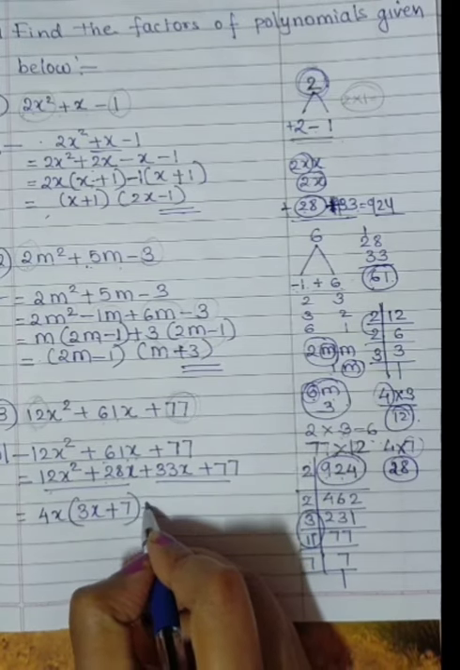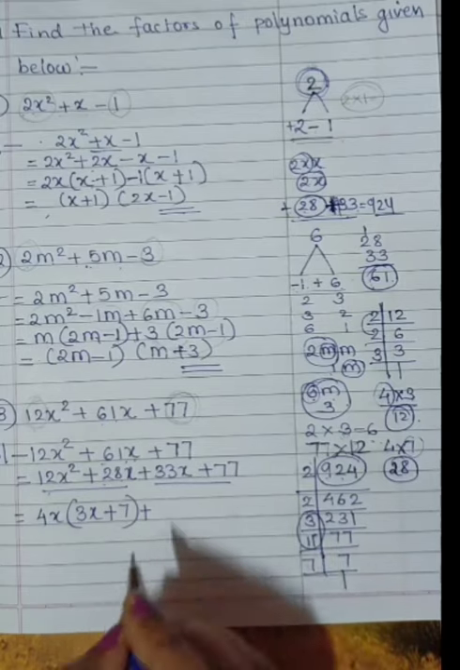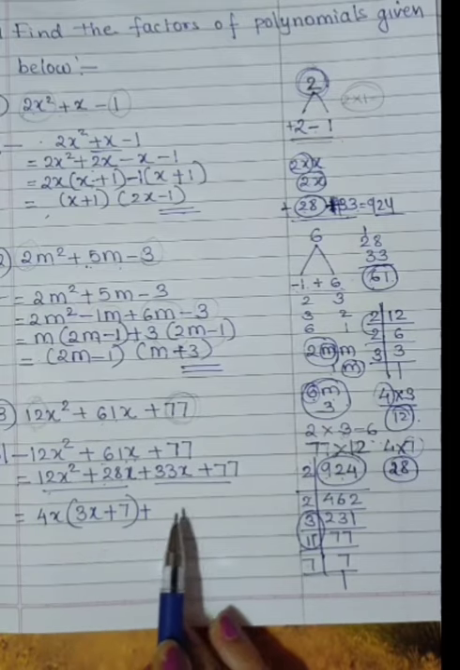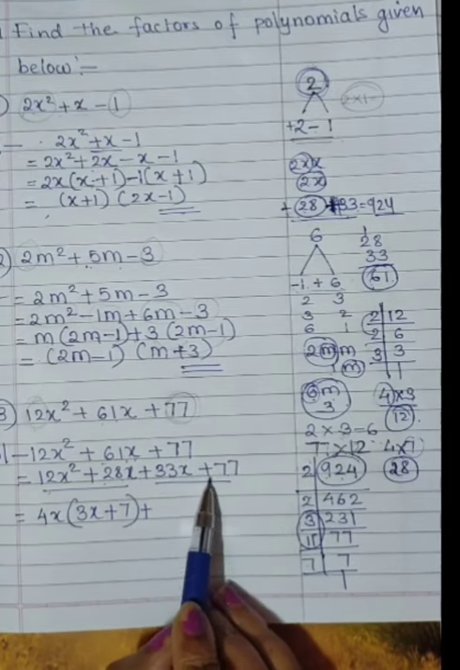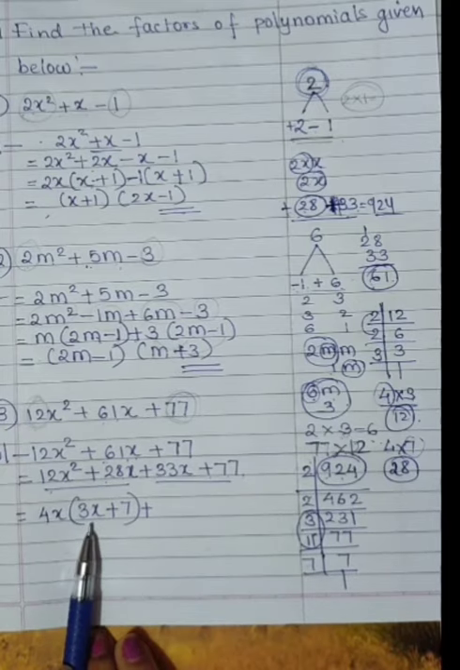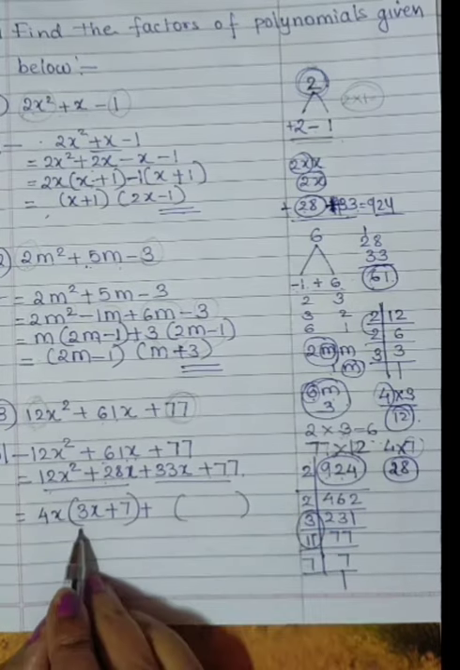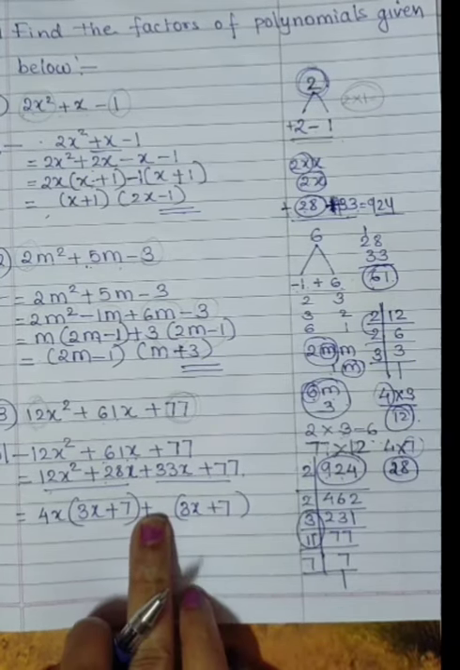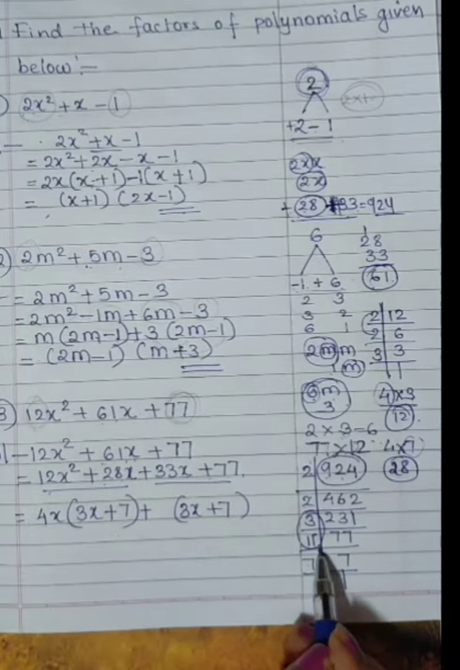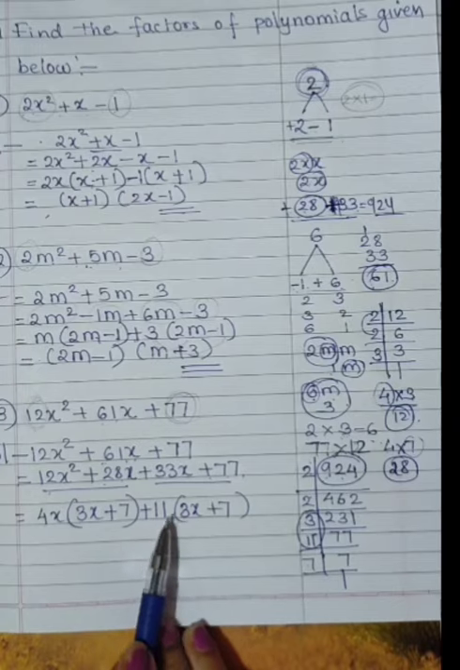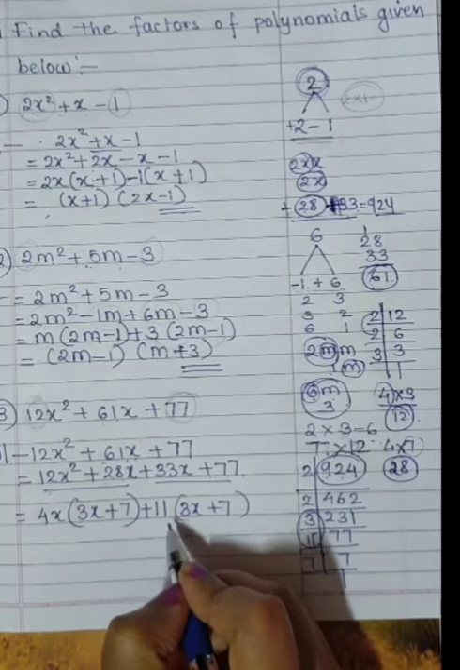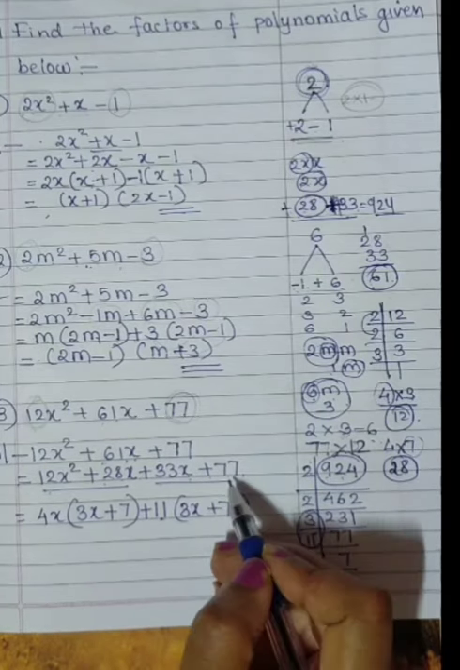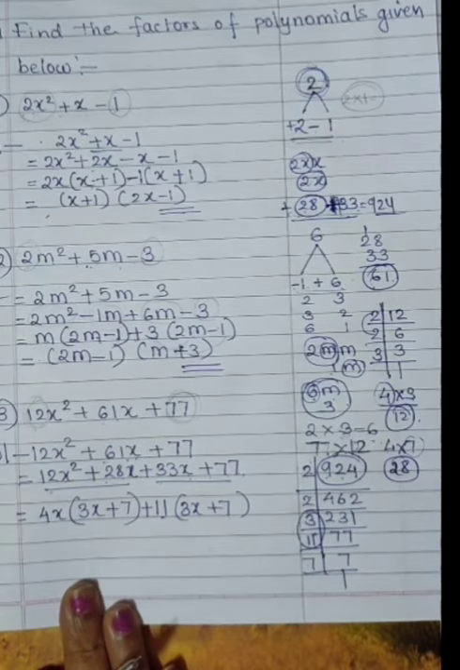Now again plus. So here nothing common remains. So what we will do? See the next step. What is given? 33x plus 77 is given. And as you know, the second bracket will remain the same as it is, the 3x plus 7. Now here we have to take 11. When we multiply this both, we will get 33x. And when we multiply this both, we will get 77. I hope you are understanding.